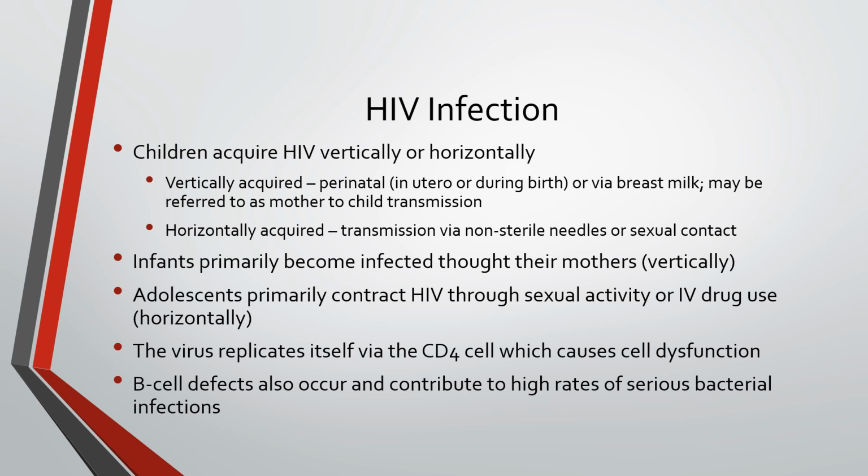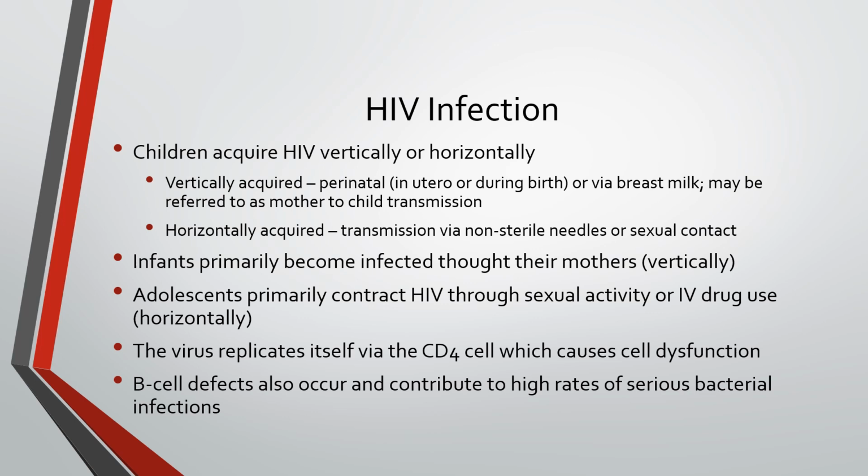So 3.2 million children younger than 18 are living with HIV. Children acquire HIV vertically, meaning in utero or during birth, or horizontally, and that means transmission via unsafe needles, or sexual contact with someone that has HIV. So they can acquire that either vertically or horizontally. Infants primarily become infected through their mothers vertically, adolescents horizontally because of sexual activity or IV drug use.